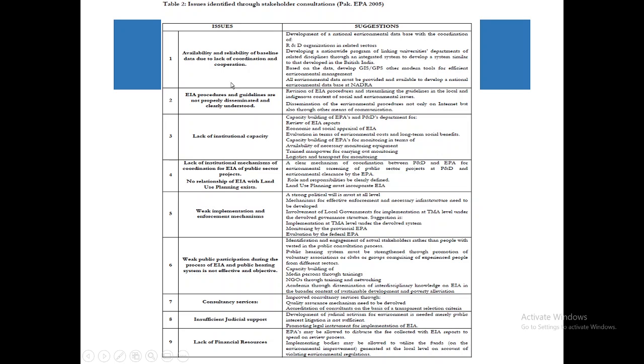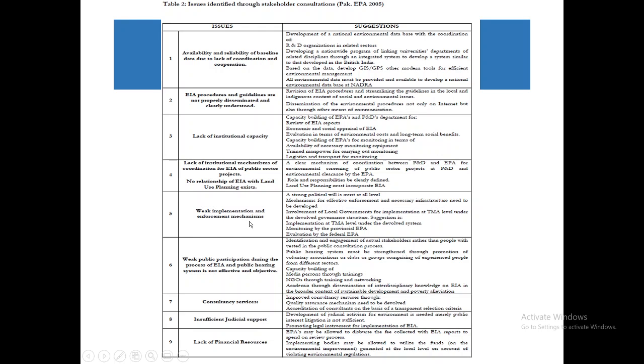What kind of issues? So availability and reliability of baseline data, and lack of coordination and cooperation. This is the major issue. Then EIA procedure and guidelines are not properly disseminated and clearly understood. So we can achieve this by this suggestion. Lack of institutional capacity can be solved by this. Then lack of institutional mechanism for coordination for EIA of public sectors. No relationship between EIA and land use planning exists. We can go through it.